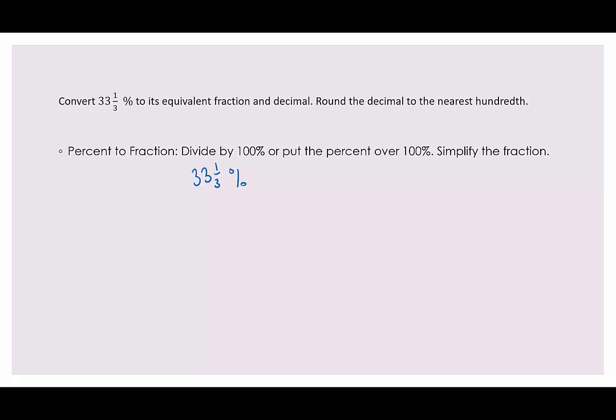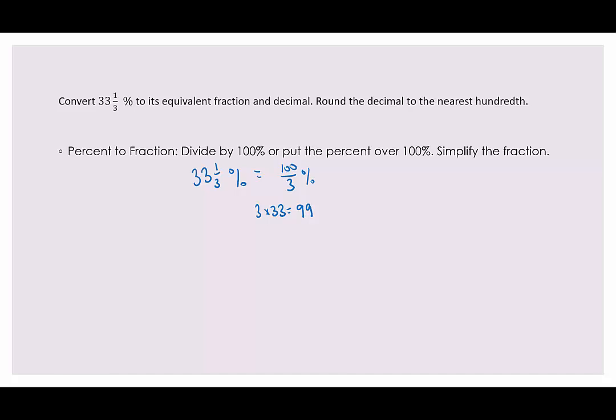I suggest rewriting this as its equivalent improper fraction. To convert the mixed number to its equivalent improper fraction, we take the denominator 3, we multiply it by the whole part 33. 3 times 33 is 99, and then we add on that numerator, and we get 100 over 3. Okay, so 33 1/3% is the equivalent of 100/3%.